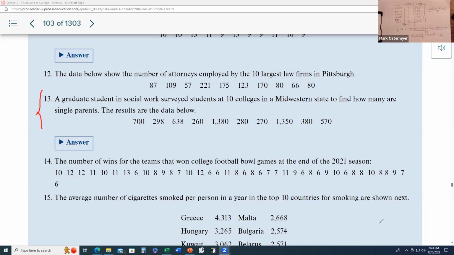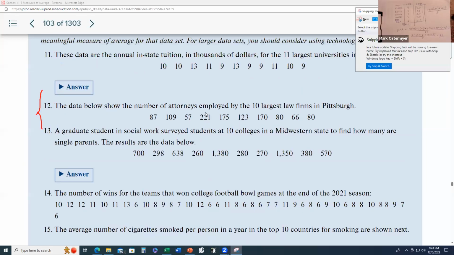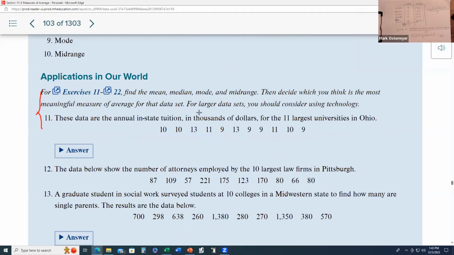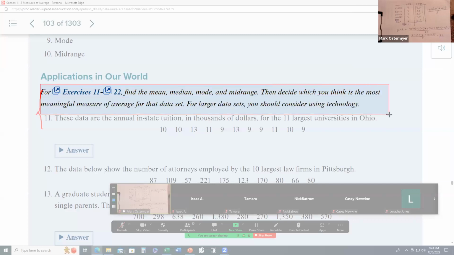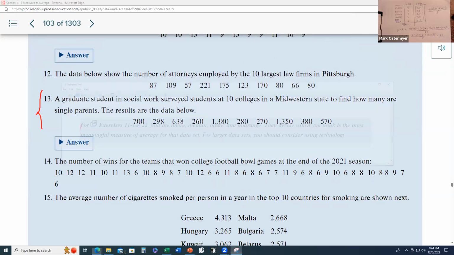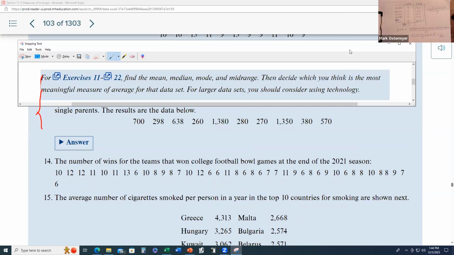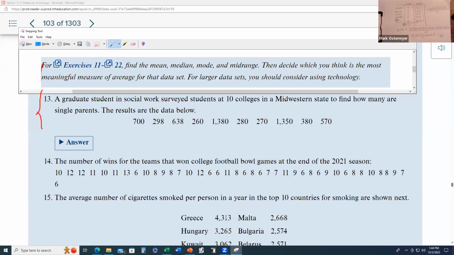Go ahead and do that. Classwork 1. So there you go. I put the instructions above number 13. That's what they want you to do. Go ahead and do that for classwork 1.